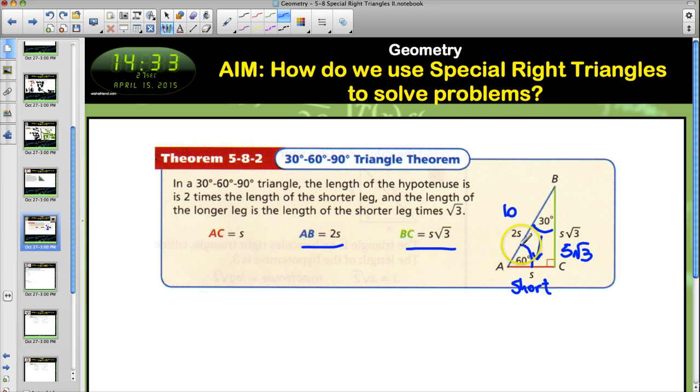Across from my 60-degree angle, this has to be my long leg, because 60 is larger than 30. And the remaining side, across from the 90-degree angle, has to be my hypotenuse. So we quickly identify the short leg, the long leg, and the hypotenuse. Okay, so let's take a look at a couple of problems.